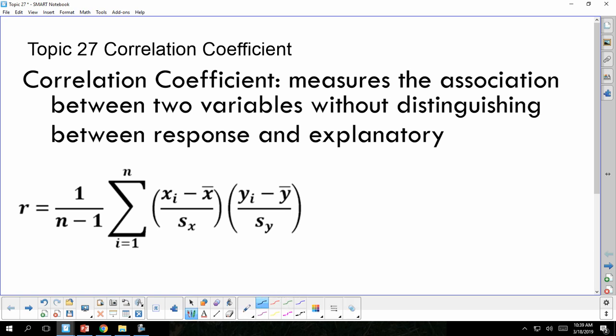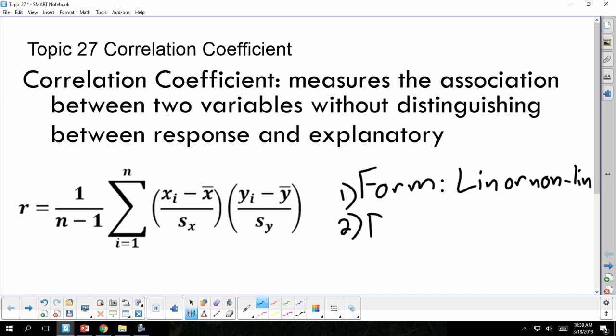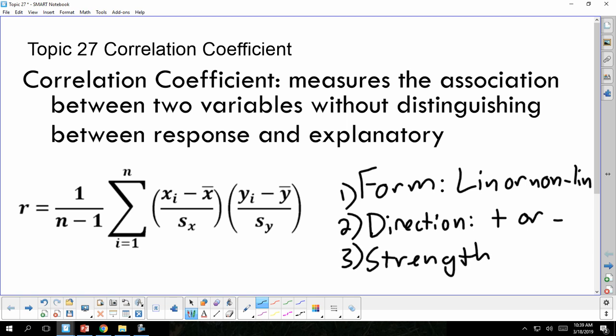first the form of the data. And we said that was either linear or nonlinear for the purposes of this class. And then we also looked at the direction. And we said that was either positive or negative. And then the last thing we described for our data was the strength of the relationship, the strength. And we said that it was either weak, moderate, or strong.